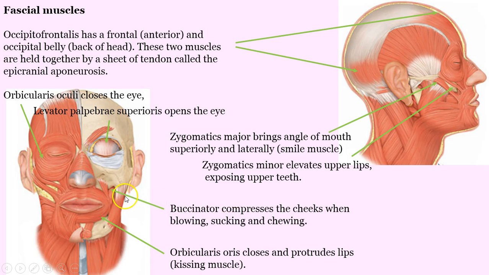Buccinator, however you want to pronounce it, compresses the cheeks like when you're blowing, sucking, and chewing. This muscle right here. You usually can't see it because the masseter muscle is covering it up. I mean, you can catch some of it if someone has a very well-developed buccinator. Orbicularis oris, the kissing muscle. It is a sphincter, just like the oculi is. It surrounds an orifice. It's going to close and protrude the lips.